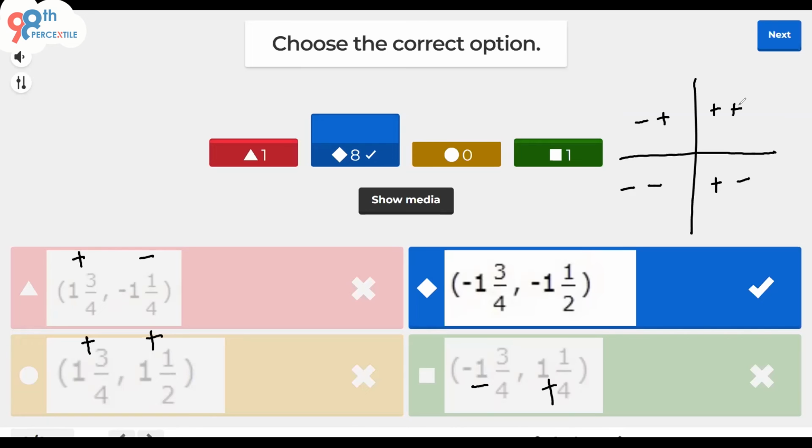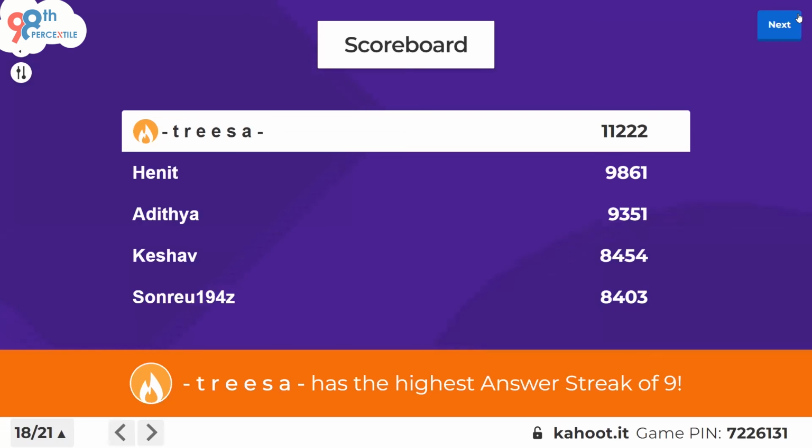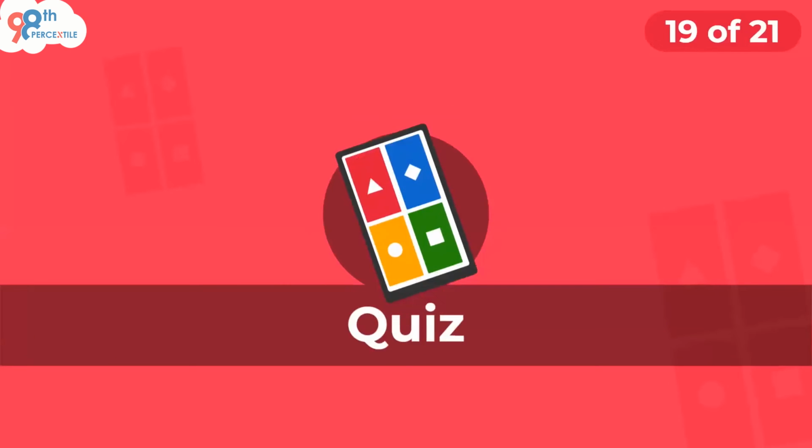Okay, so yes, that is absolutely correct. This is how you're supposed to be catering to the questions. It's not just about how well you're able to work it out, but also about how cleverly you're able to work it out. Which brings me to the scoreboard analysis, which is the same. Getting on with the 19th question.